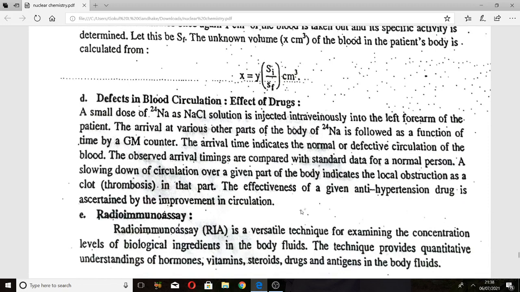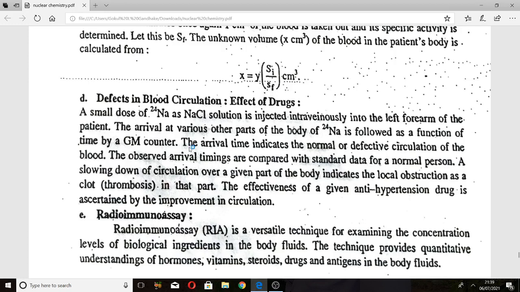Another application is detecting defects in blood circulation, that is, the effect of a drug. Some patients are taking a drug; what is the effect of the drug? A small dose of sodium 24 as a NaCl solution is injected intravenously into the left forearm of the patient.